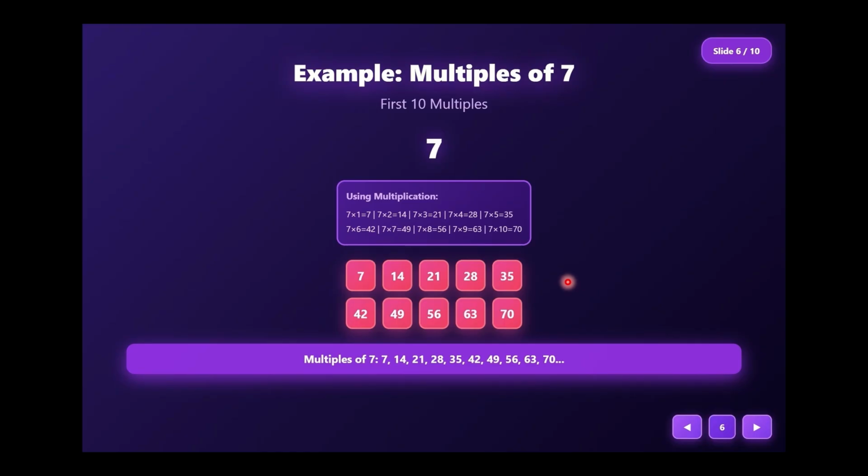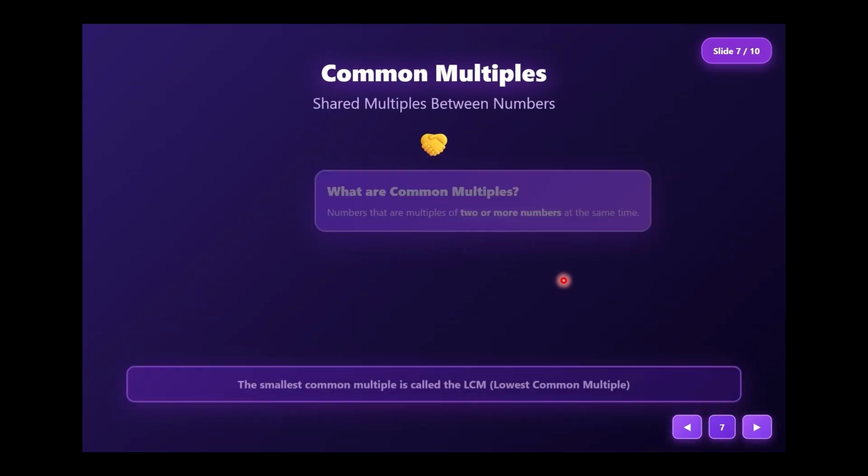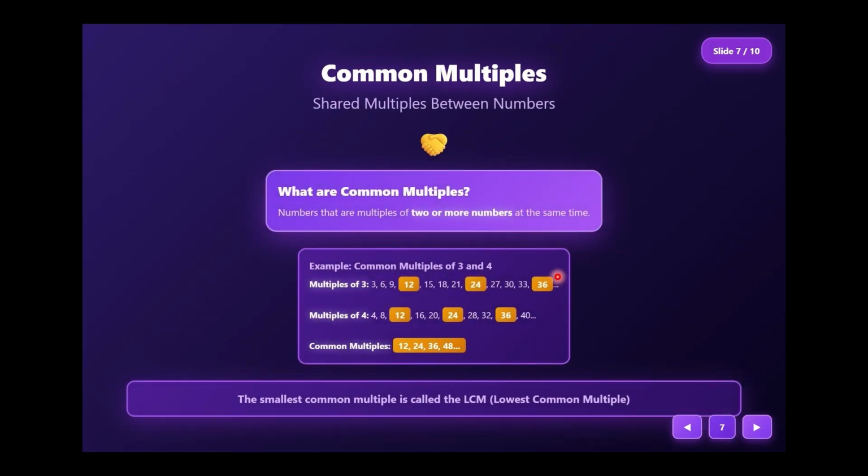Now let's level up. What if we want to find multiples that 2 numbers share? These are called common multiples. Let's list the multiples of 3: 3, 6, 9, 12, 15, 18, 21, 24, 27, 30 and goes on, right? And now let's list the multiples of 4: 4, 8, 12, 16, 20, 24, 28, 32, 36, 40 and goes on.